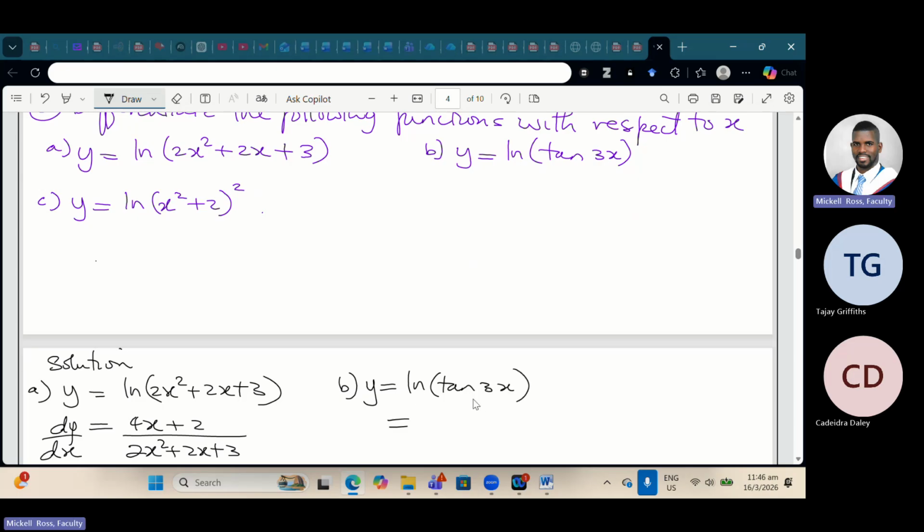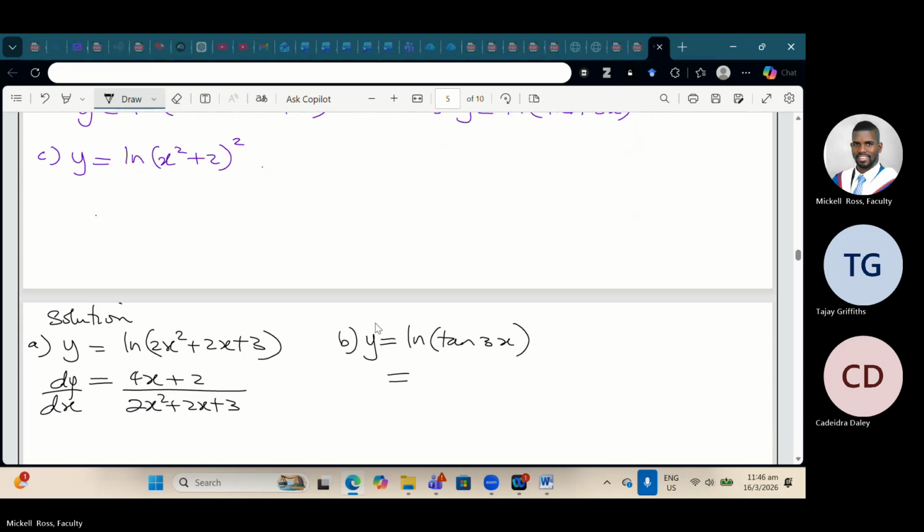So if I differentiate this bracket, I'm going to get 3 sec squared 3x, and then what is in the bracket, which is tan 3x.